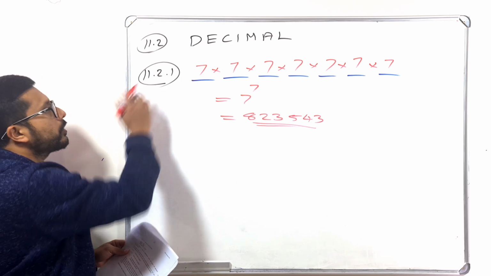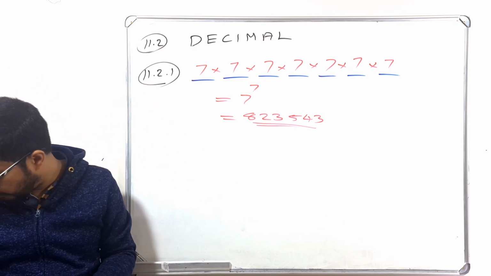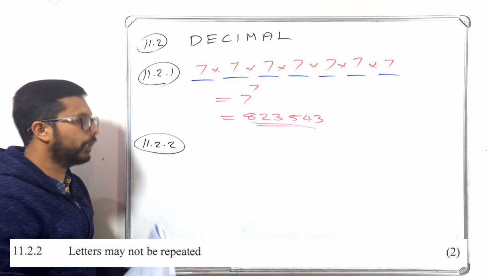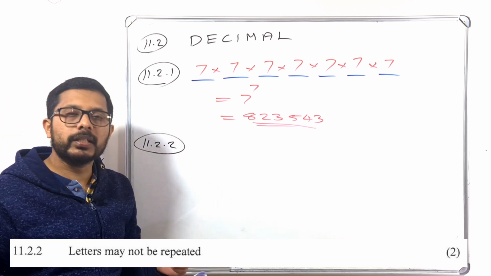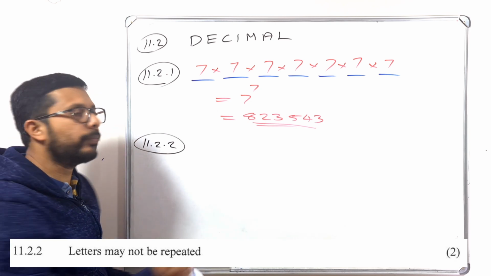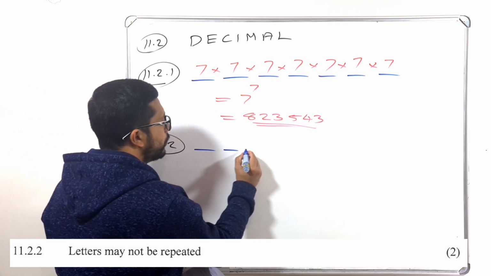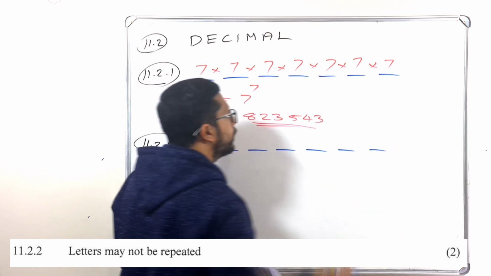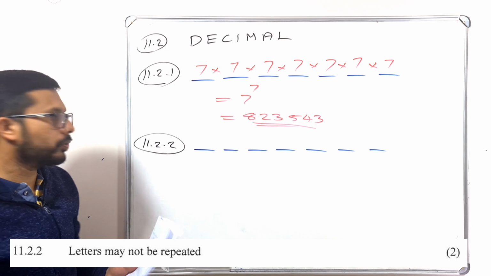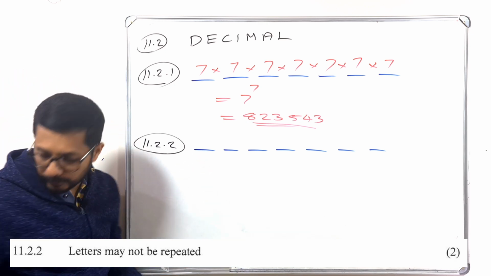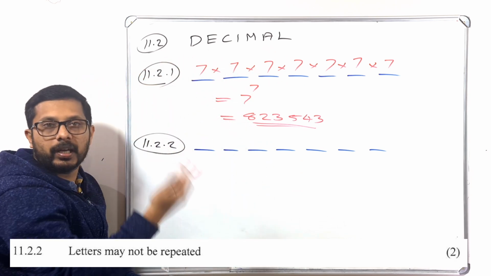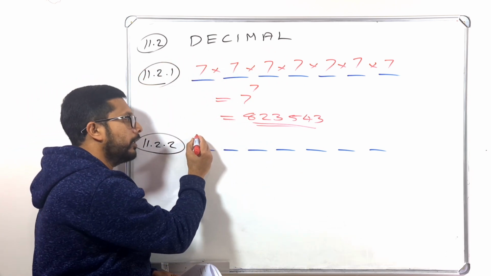Okay, that is question number 11.2.1. Let's go to question number 11.2.2. What is that one? Letters may not be repeated. Here you are not allowed to repeat the letter. So how many? 1, 2, 3, 4, 5, 6, 7. For the first position there is no problem. All these 7 letters I am allowed to use because I didn't use anything.